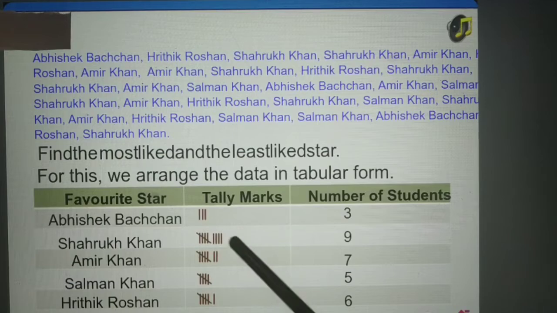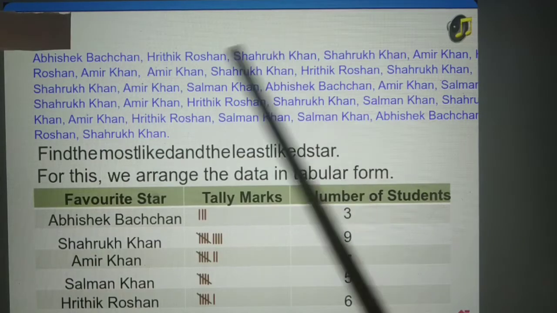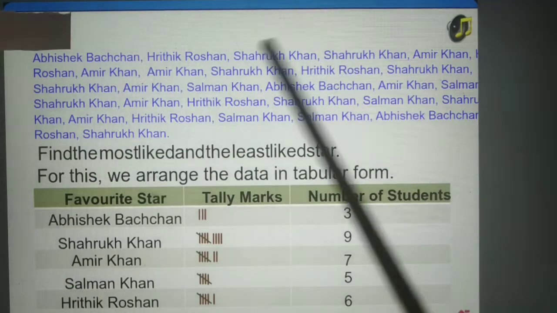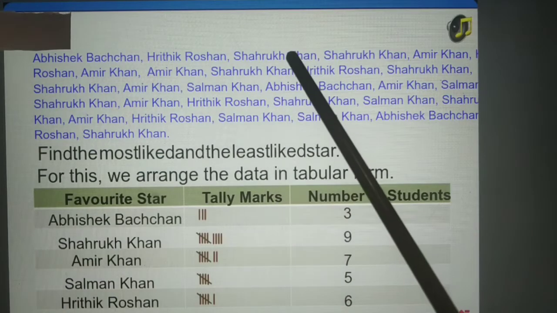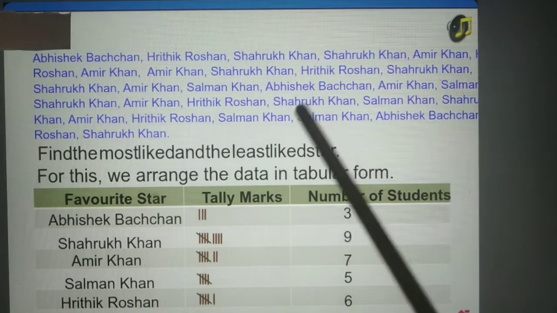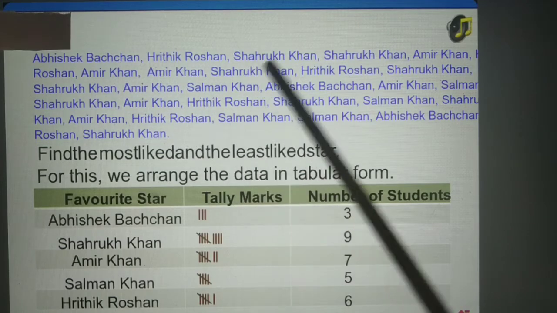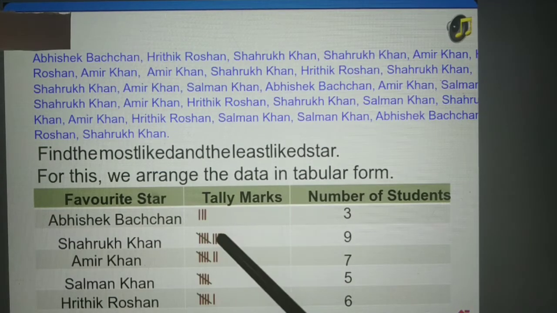Alright, similarly for Shah Rukh Khan, for Amir Khan, for Salman Khan, and so on. You can observe one by one from the first row, from the second row. Like in the first row, Shah Rukh Khan's name comes 2 times, so you put 2 lines. Then in the second row, again 2 times, place 2 in one row.